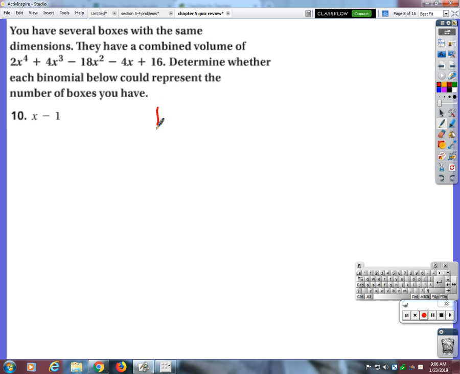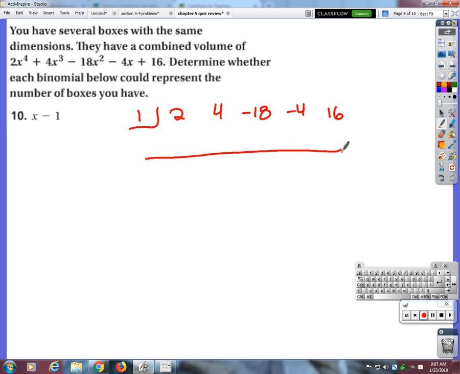Okay, what goes in the box? Since it's x minus 1, what makes x minus 1 equal to 0? 1. Okay. And then from there we just write down the numbers in front of all of the things. Instead of 2x to the 4th, you write down a 2. Next one is 4. Okay, so that's our setup.